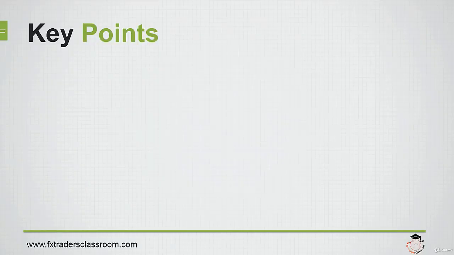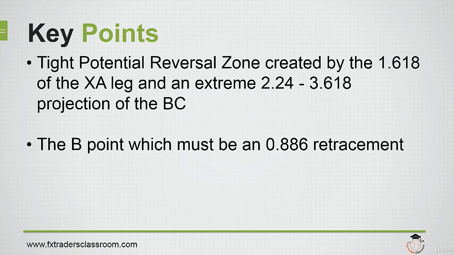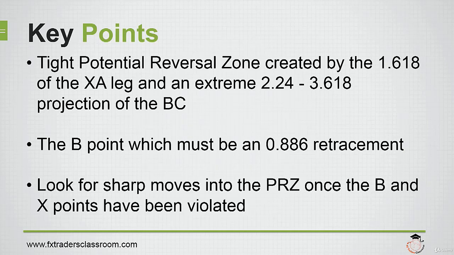To close out this lesson, let's go over the key points. First, just like the crab pattern, we have a tight potential reversal zone created by the 1.618 of the XA leg and the extreme 224 to 3.618 projection of the BC leg. Next, the B point must be an 886 retracement. Again, we can go past the 886, but it has to be less than the X, and it must be at least the 886. And then we look for sharp moves into the PRZ, because once we get past the B and X points, we will have a sharp move into that PRZ. So we have to look for sharp moves into and out of it.